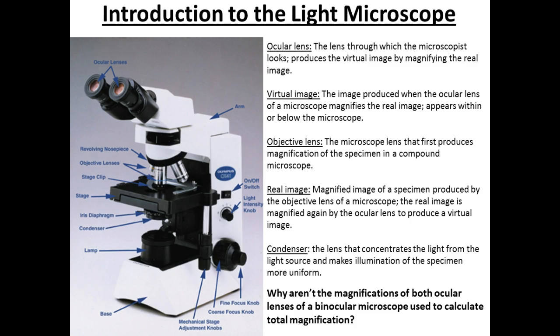So when we figure out magnification, we're magnifying twice: the ocular lenses up here and the objective lens. So these are referred to as compound microscopes. So we have to multiply our magnifications.